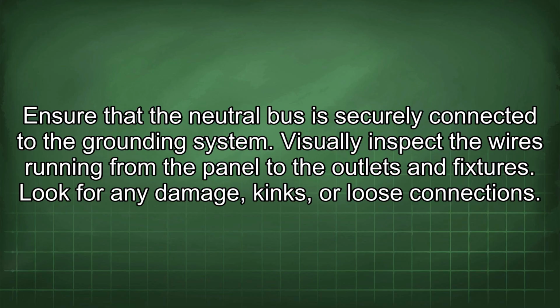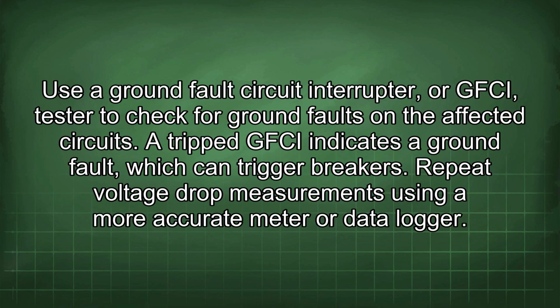Visually inspect the wires running from the panel to the outlets and fixtures. Look for any damage, kinks, or loose connections. Use a ground fault circuit interrupter, or GFCI, tester to check for ground faults on the affected circuits. A tripped GFCI indicates a ground fault, which can trigger breakers.